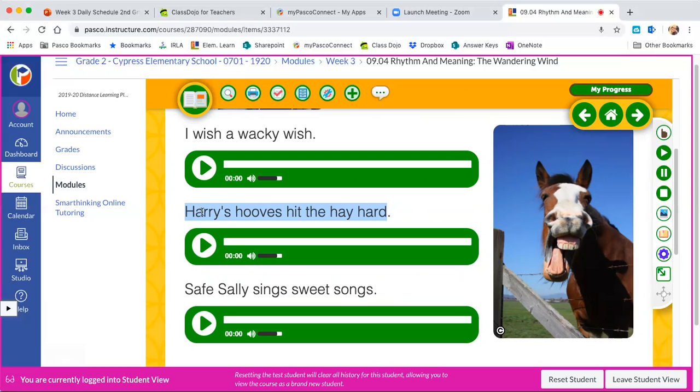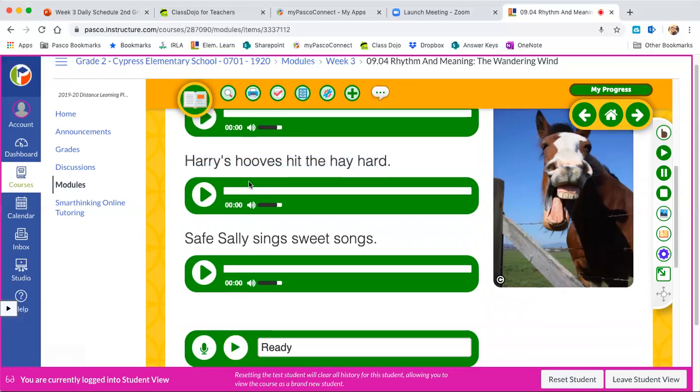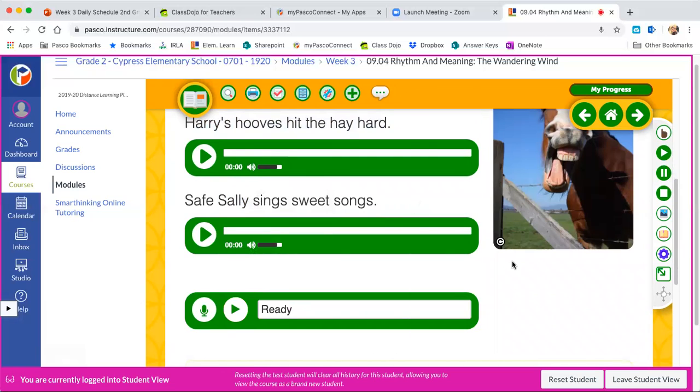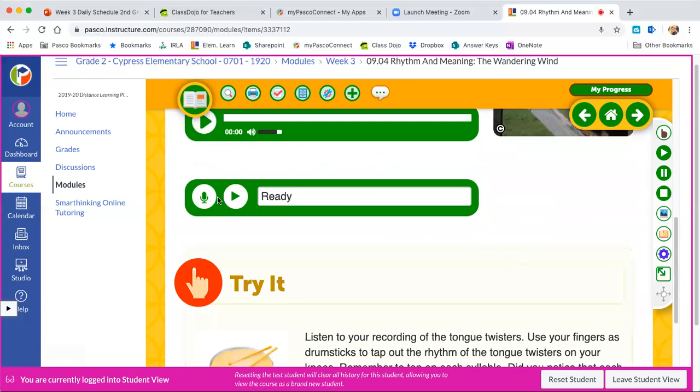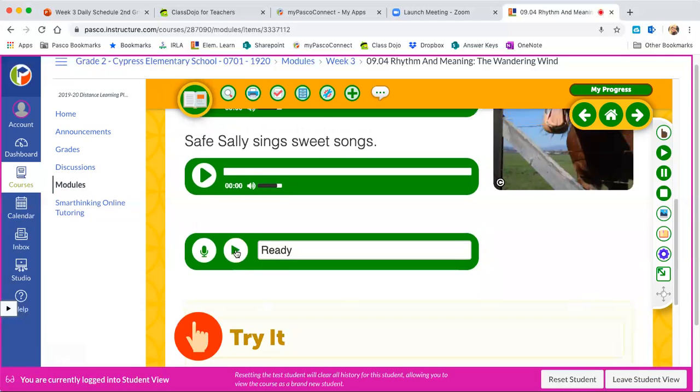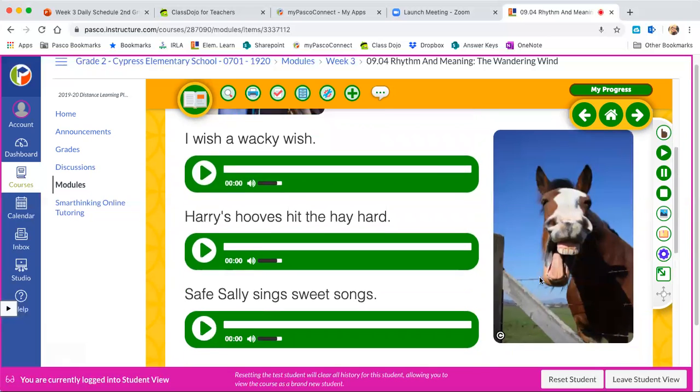All right, let's try this one again. Harry's hooves hit the hay hard. Boy, that was a tongue twister. Harry's hooves hit the hay hard. Okay, and there's one more here for you to do. And then down here, this is where they want you to record yourself reading them, and then you can press the play button and hear yourself how you read them.